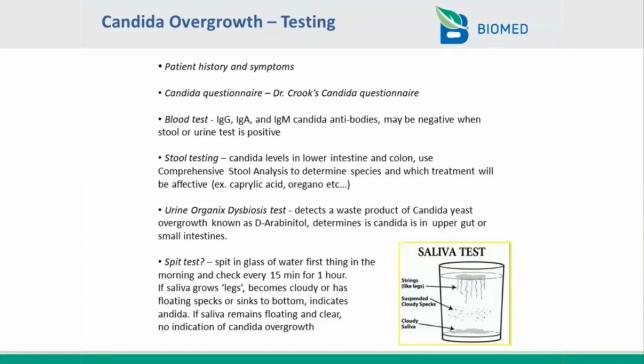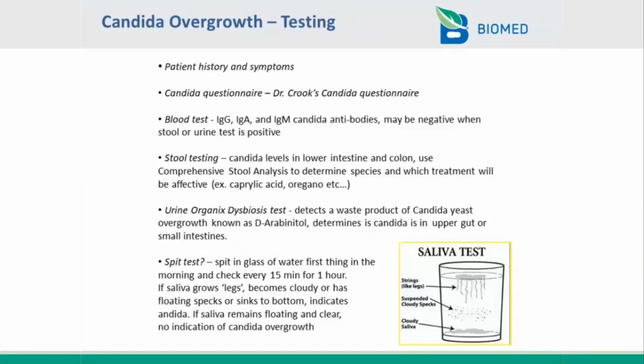Stool testing is going to allow you to figure out if there's Candida in the lower intestine and colon. Use the comprehensive stool analysis. What they're able to do is determine what species are in the stool, or essentially in the body, and also look at some effective treatments like caprylic acid or oregano. Doctor's Data does a really excellent comprehensive stool analysis that gives you really great details and some ideas of what to use as far as antimicrobials in your initial stages of clearing things out.